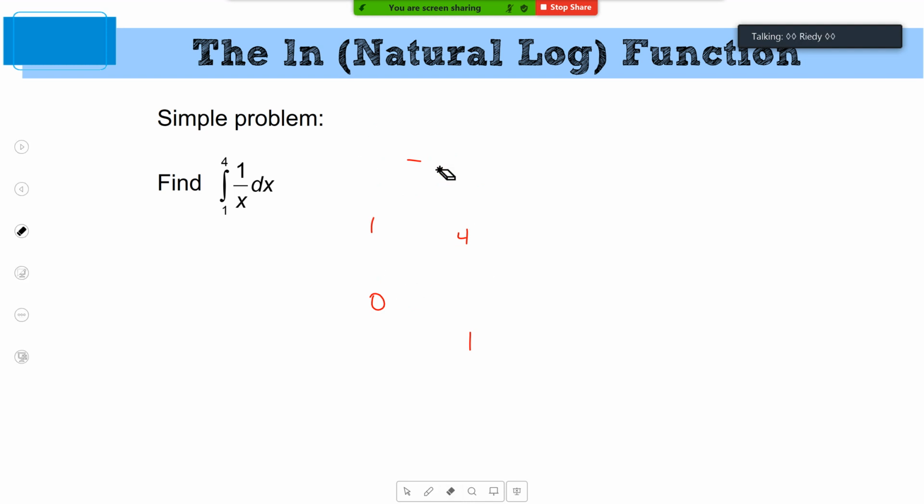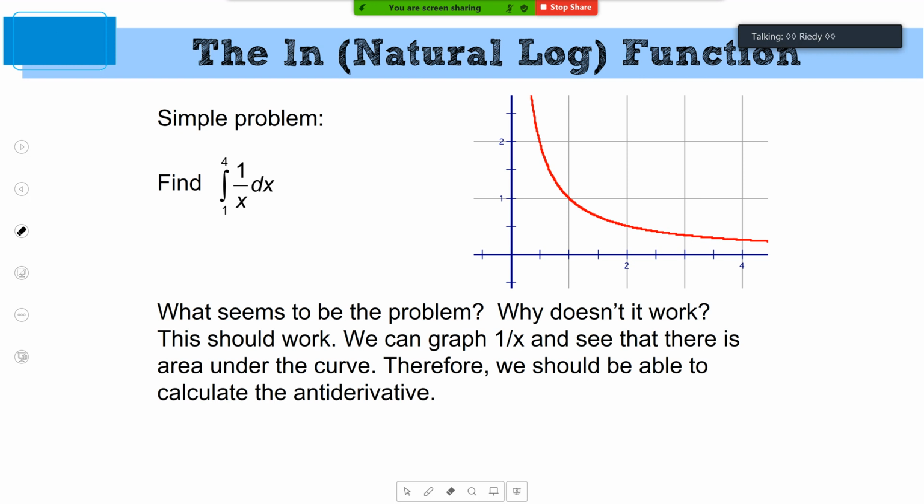But, and you knew there was a but coming, that answer doesn't make any sense. Why doesn't it make any sense? Well, that's a graph of 1 over x. It's part of the graph of 1 over x. And so what is this integral asking you to do? It's saying find the area under the curve from 1 to 4. Using my outstanding coloring technique, there should be an answer to that problem.